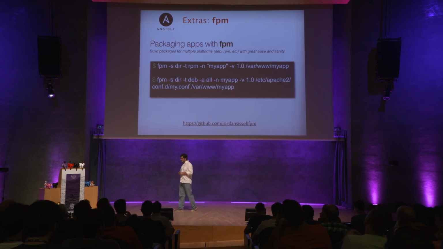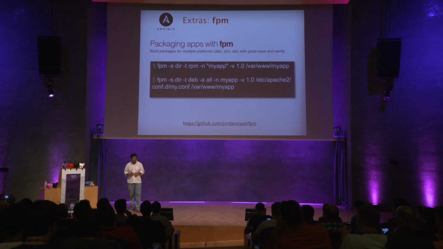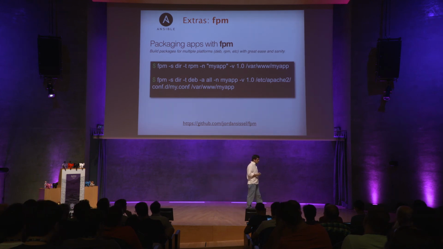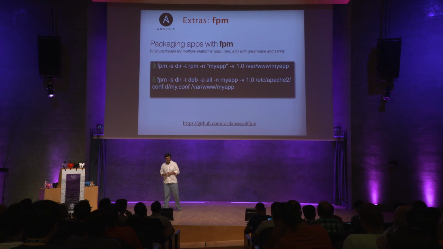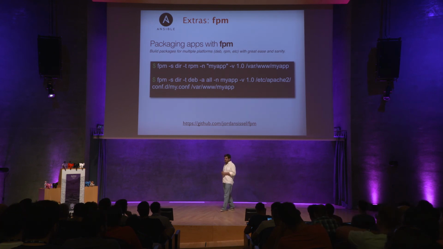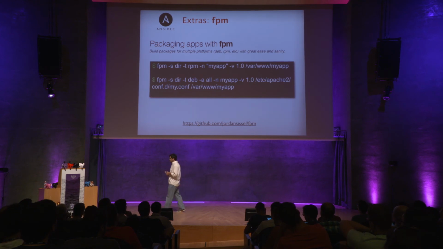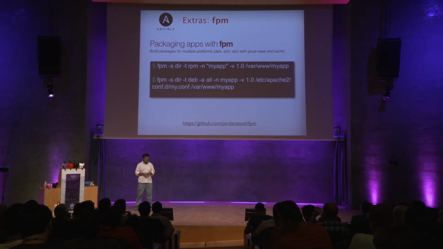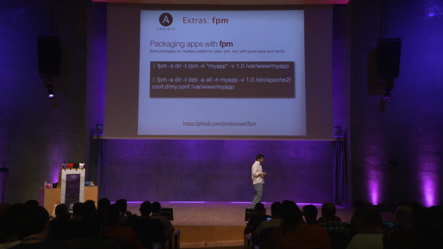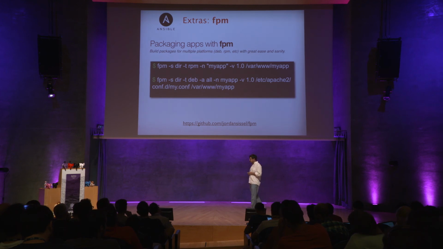Another tool that I like to share every time I talk about this is FPM. In a lot of places, you want to package your application into an operating system package, like a deb package for Ubuntu or Debian, or an RPM package for Red Hat-based Linux, because this has a lot of advantages. You can define dependencies with packages. Like if you have a Symfony application that needs a specific version of PHP or specific PHP extensions, you can define all of those when you create the package.